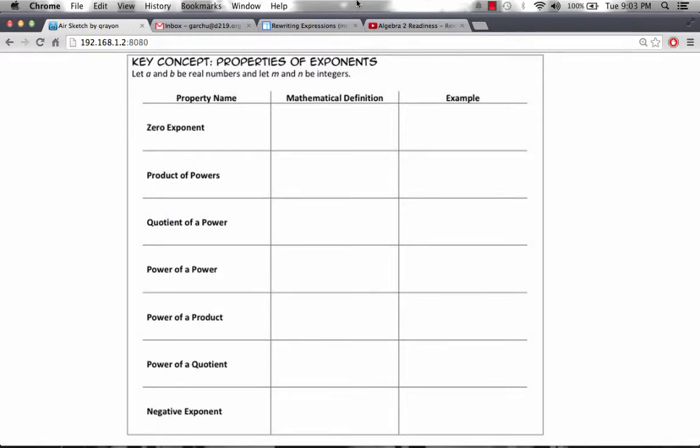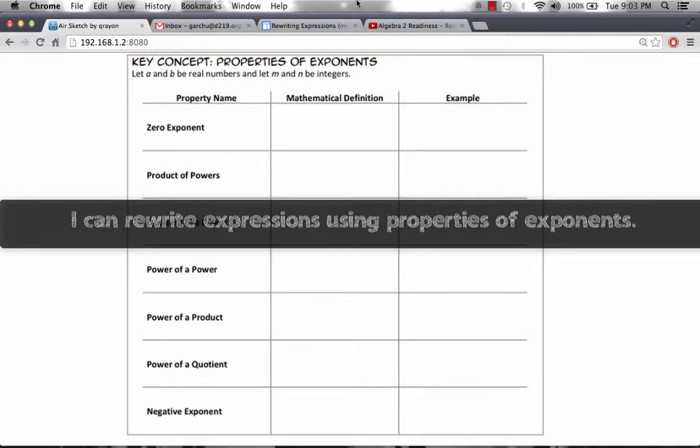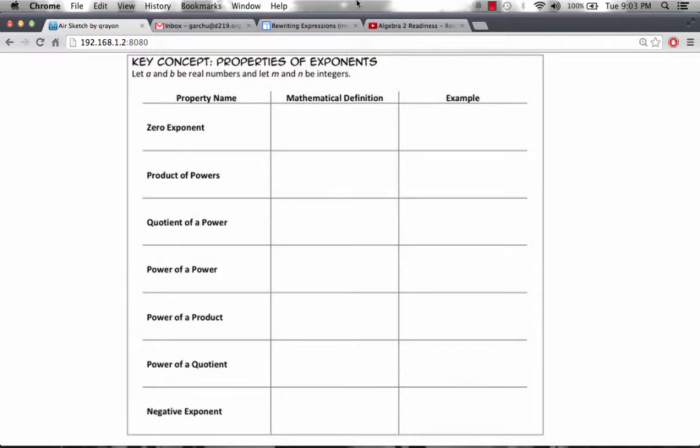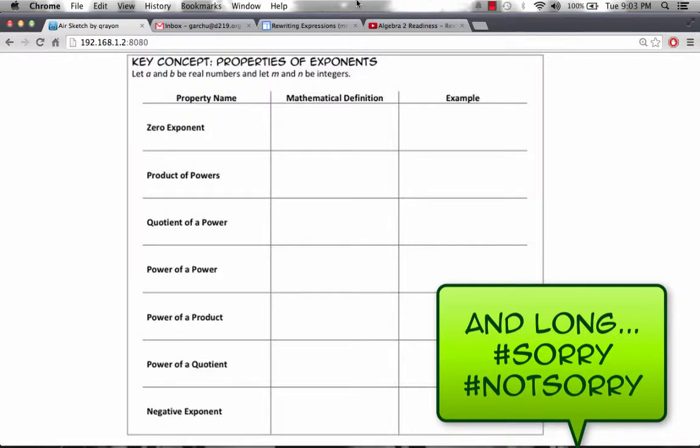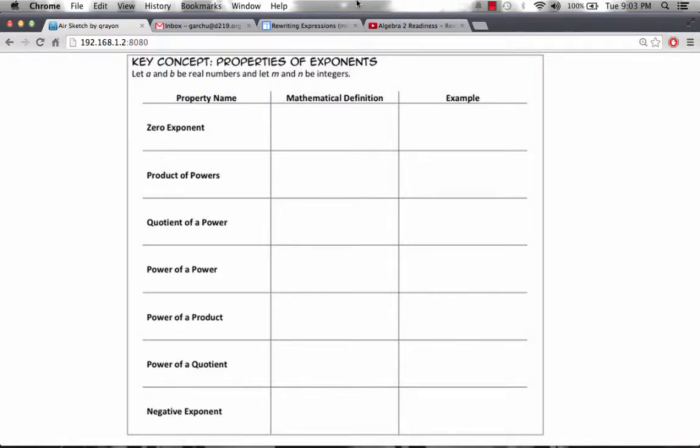By the end of this video, you should be able to rewrite expressions using properties of exponents. Now, this video is a little bit different. I'm going to talk a little bit about mathematical definitions and provide some concrete examples, and then the following videos are going to be more challenging types of problems.